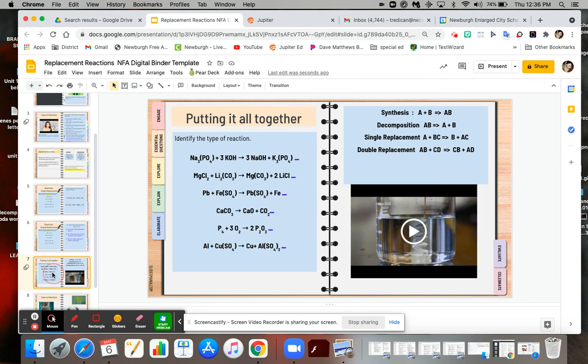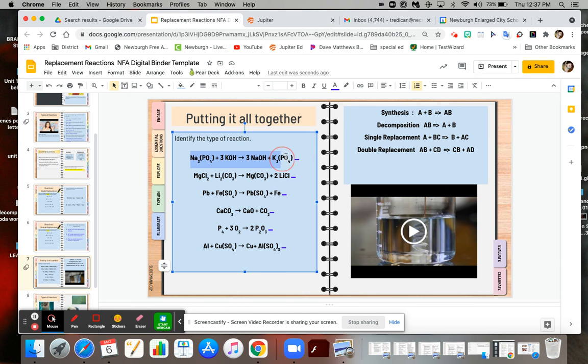Okay, let's see how well you do at identifying all kinds of reactions. Here's your notes. We've learned synthesis: two or more things coming together to make one product. Decomposition: one reactant breaking down into more than one product. A single replacement: an element and a compound where a replacement of ions is happening. Double replacement: two compounds switching their ions. Okay. Go through and let's see how you do.